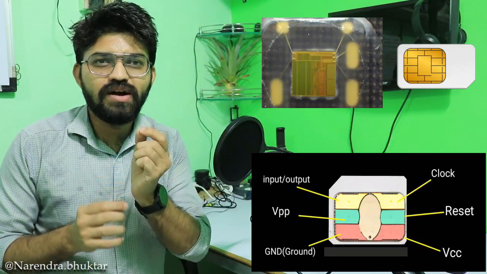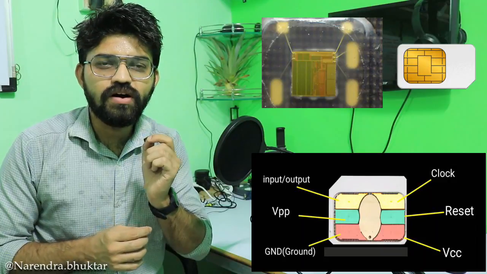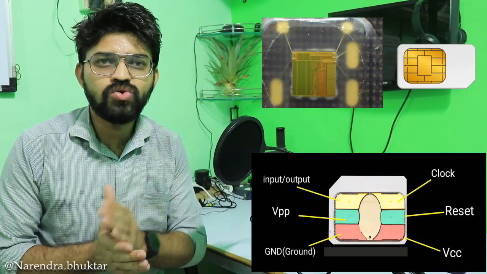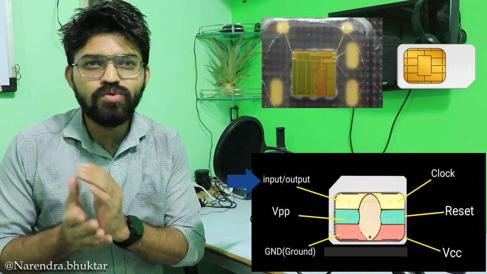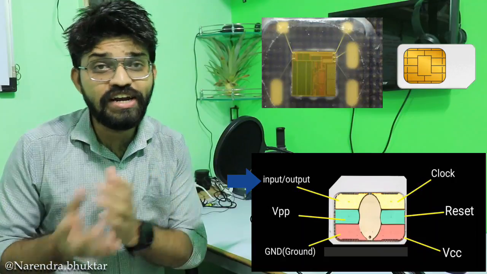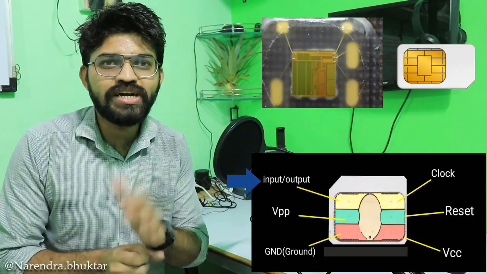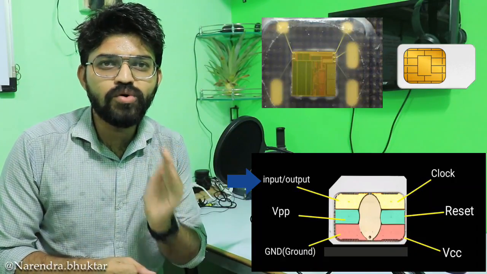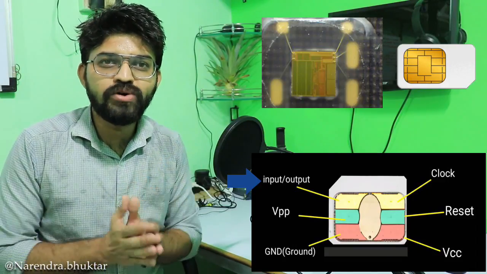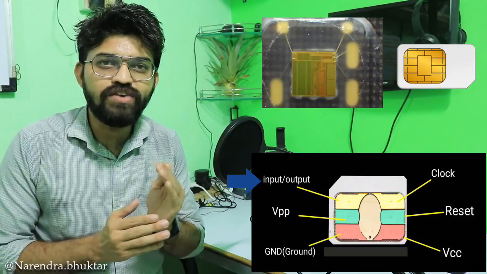Also in this particular SIM card there are different components. The first is the IO shifter, that is the input output shifter, which is something related to digital electronics. Over here, logic gates are used. There is an input output shifter. Also over here there are two components, the VPP and VCC.